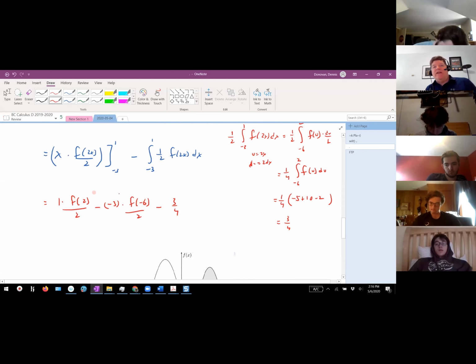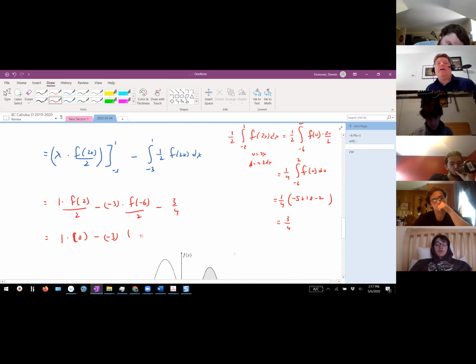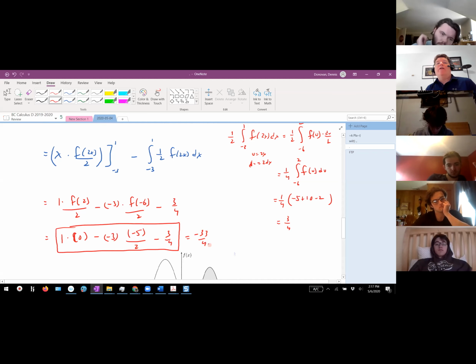Now, I can't leave the answer like this. I have to pull the numbers off the graph for f of 2 and f of -6. F of 2 is what? 0. F of -6 is? -5. And there is your answer. I got -33/4 when I simplified that. But I would advise you not to simplify something like that.